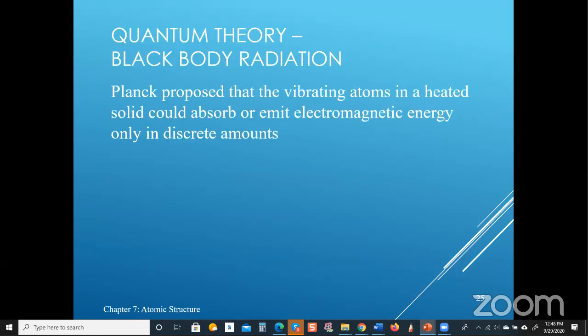Okay, so before we get to all of that, we need to talk about some other things. For example, I need to talk about black body radiation. So this guy Planck, I think he was from Germany, he proposed that vibrating atoms in a heated solid could only absorb or emit electromagnetic energy only in discrete amounts. And I think, if I remember correctly, this is something that was experimentally observed, and then he came up with this notion, right?